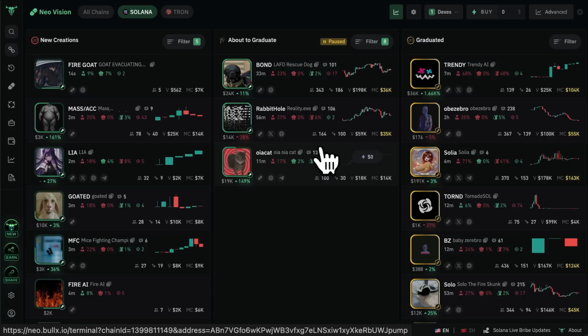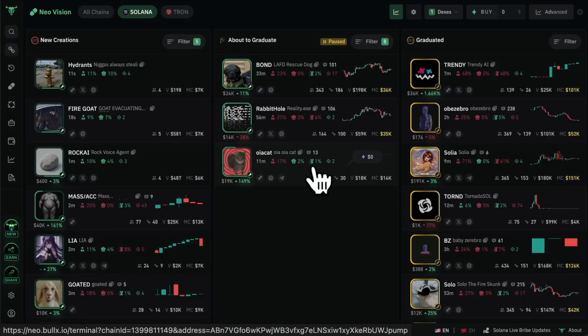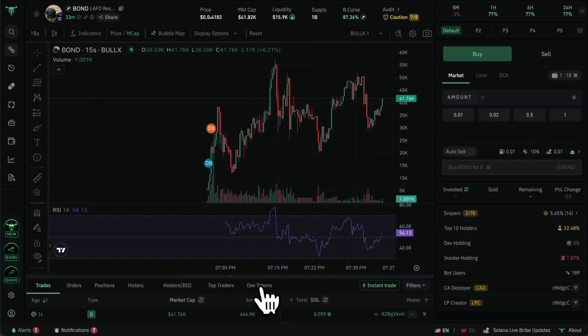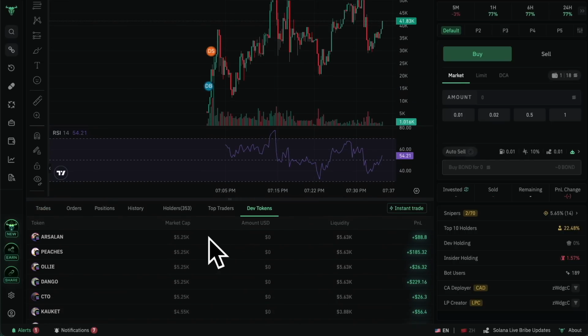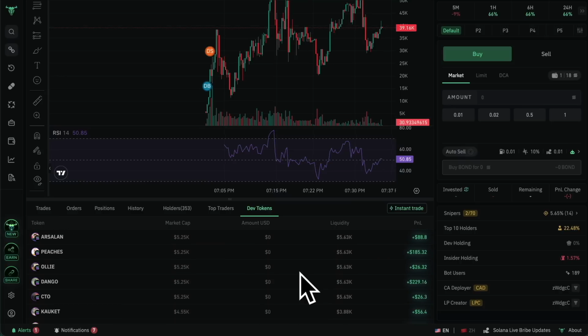And if you're brand new and you just want to avoid all of the scams and over filter a little bit, I would advise you using these types of filters. So you can see dev bought and dev sold, but remember, just to be on the safe side, you can check dev tokens here and confirm that they're holding nothing now. And by the way, you can see other coins as well that the devs previously launched. So you can have a look at that too.